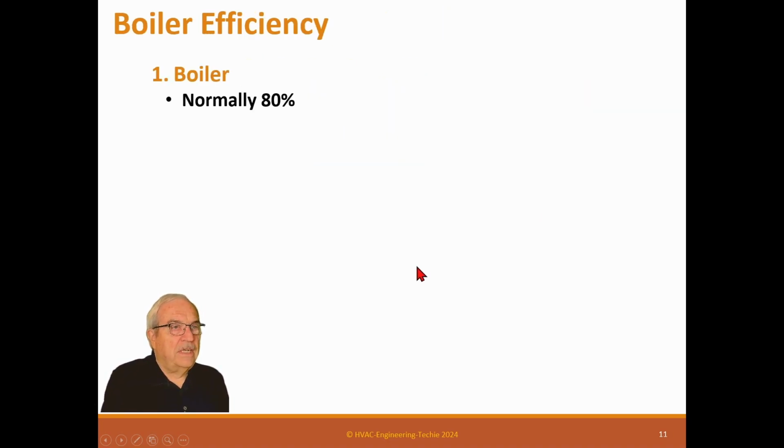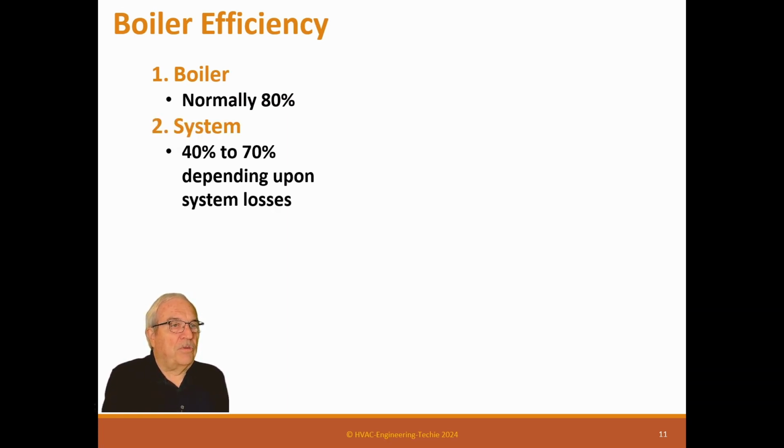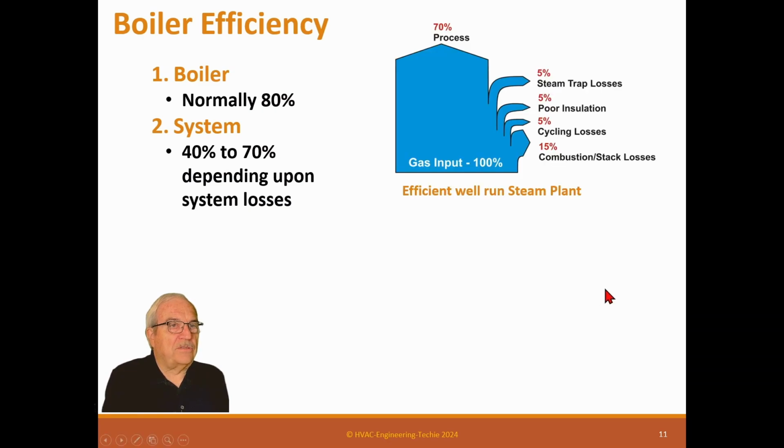Boiler efficiency. Normally, gas-fired boilers are 80% efficient. Just 20% never makes it out to the steam, but normally 80% does. Systems are 40 to 70% depending upon system losses. So here's a depiction of a normally operating system where you see the gas input's 100%, and combustion stack losses, that's the heat that goes up the flue, and cycling losses, which are losses when it's trying to change load, and those get up to 20%, and that's the difference between an 80% process from the boiler.